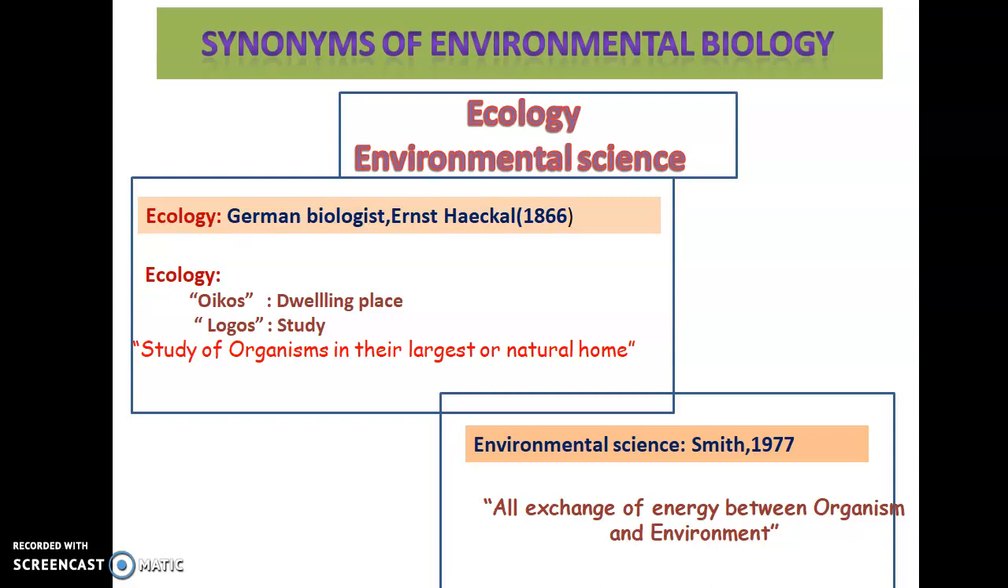The term ecology comes from two Greek words, oikos and logos. Oikos means the dwelling place, the home of an organism, and logos means study. So the study of the dwelling place or home of an organism is known as ecology. And another synonym is environmental science. That term was put forward by Smith in 1977, and according to him, environmental biology involves the exchange of energy between organisms with their corresponding environment. So these are two different aspects put forward by two different scientists, but they are actually synonyms of environmental biology.